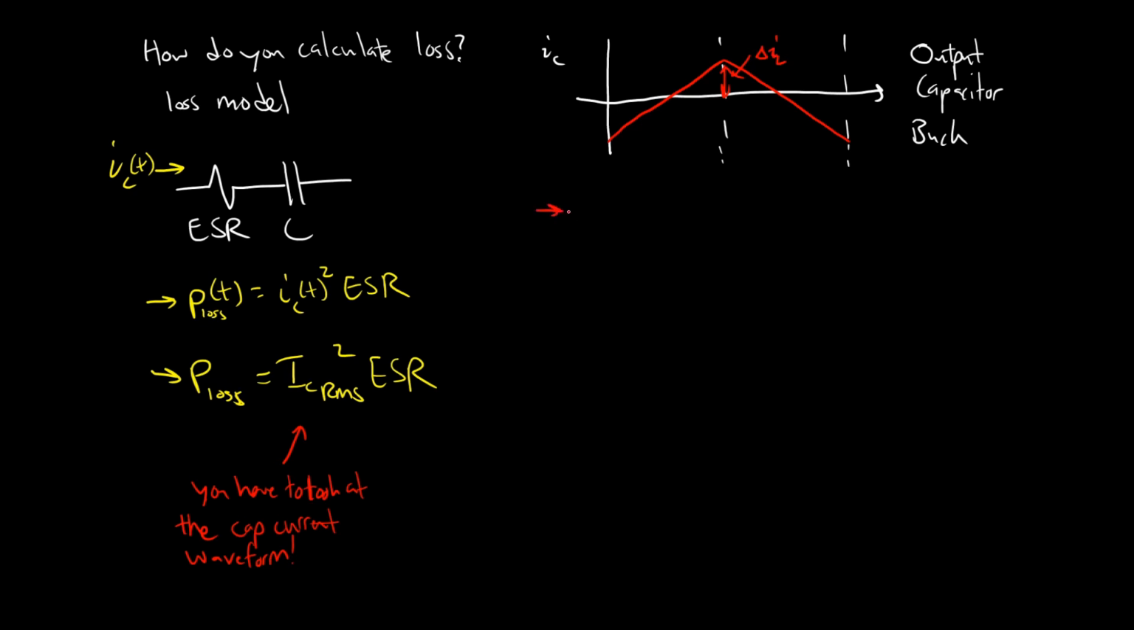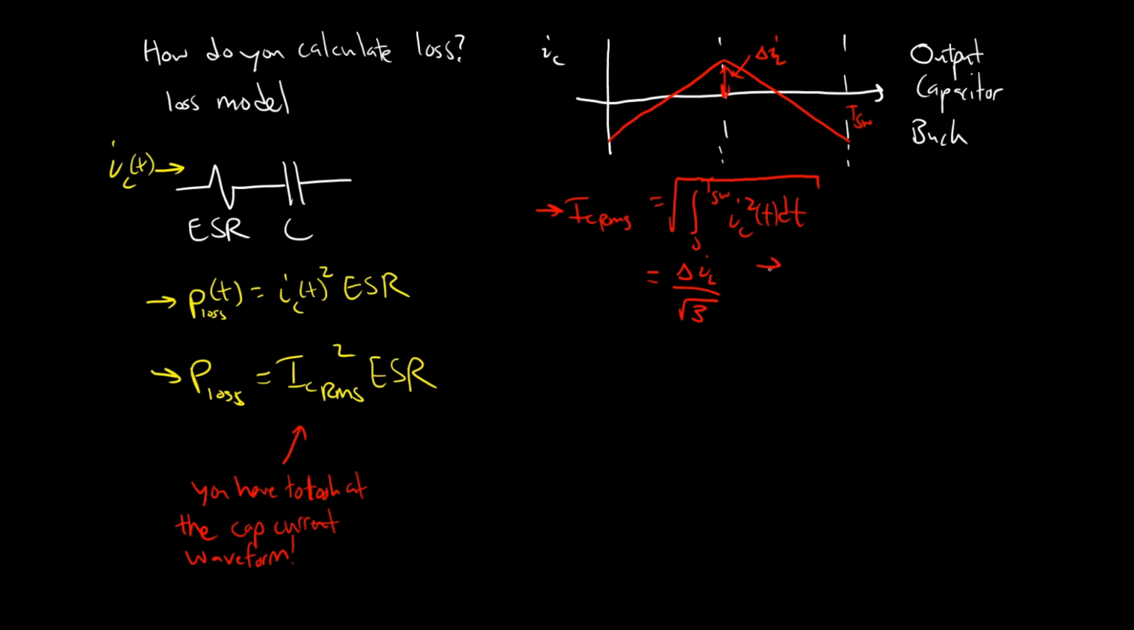And if you want to calculate the RMS, IC RMS is equal to the root of the mean of the square of the current, right? That's what RMS means. You can figure out an equation for this, or you can look in the back of Fundamentals of Power Electronics, and it gives you an equation for this kind of waveform. And it turns out that this RMS current is simply delta IL over root 3. So it's the ripple current divided by root 3, and that's the RMS current.